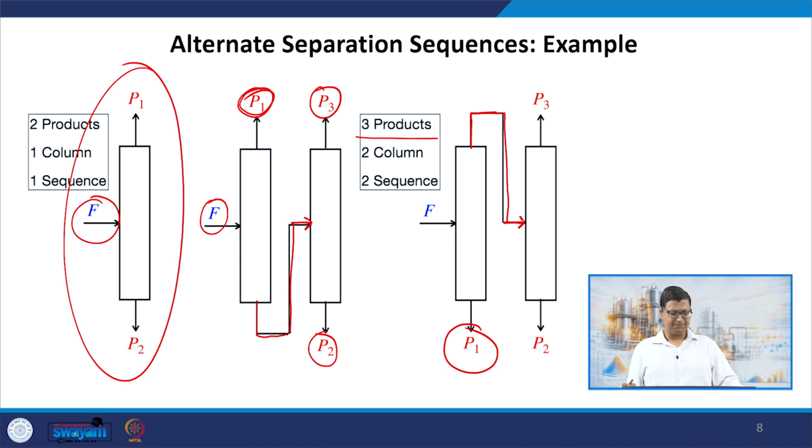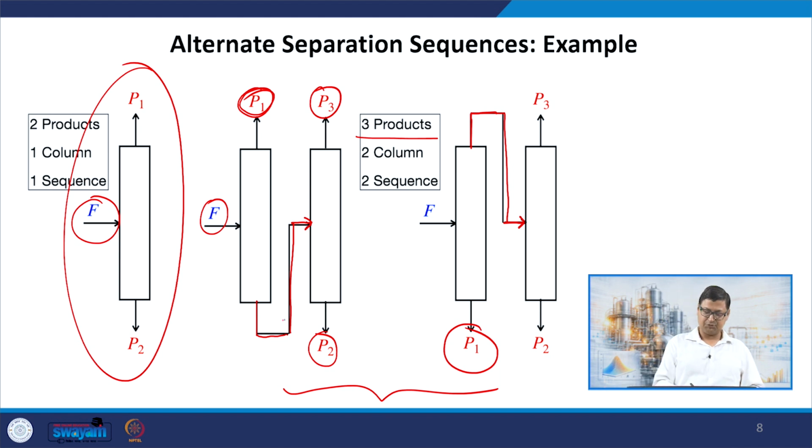In the previous example, I said that top and bottom don't matter because we are able to separate two products out anyway, P1 and P2. But in this case, it does matter, because in a process with, let us say, a vapor-liquid system, the top product may contain the vapor and the bottom may contain the liquid. So depending on which sequence I choose, the feed to the second column is changing. In this case, it will most likely be a liquid feed, and in the other case, it will most likely be a vapor feed.